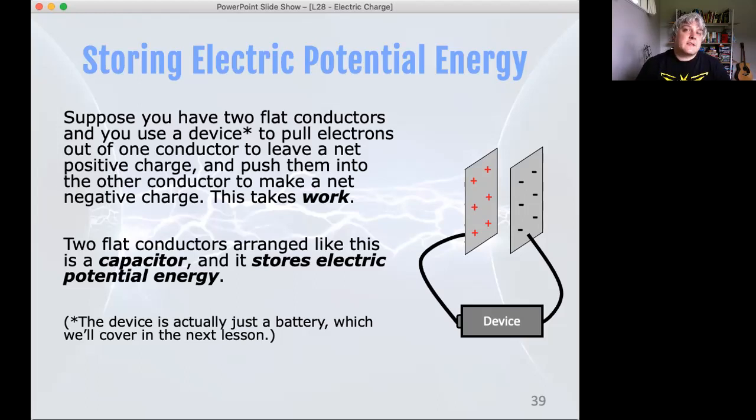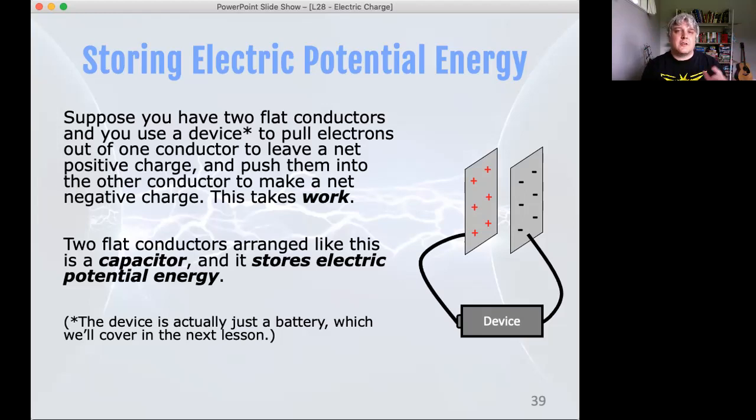Suppose you have two flat conductors, two big sheets of conductor, and you use a device to pull electrons off one conductor. That leaves a net positive charge on it, and you put them onto the other conductor, and that leaves a net negative charge on that conductor. That takes work. The very first electron you pull off the initially neutral sheet doesn't take too much work because you're pulling one electron away from a sheet of millions or billions of electrons.